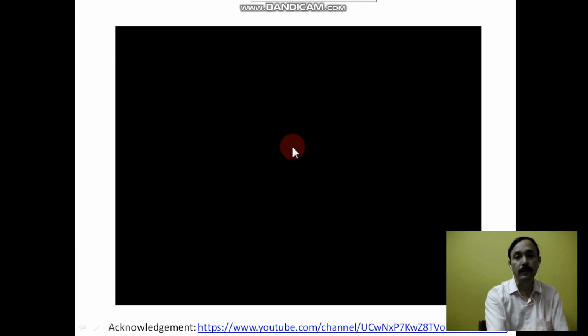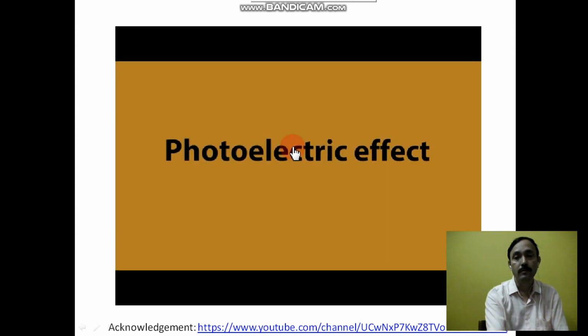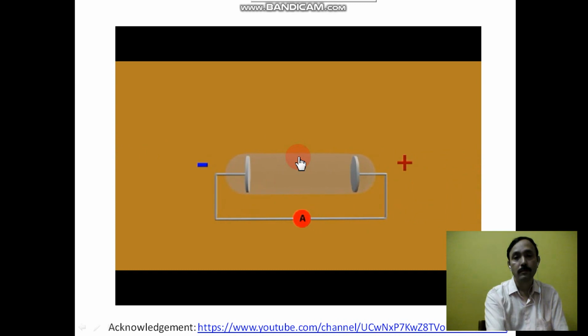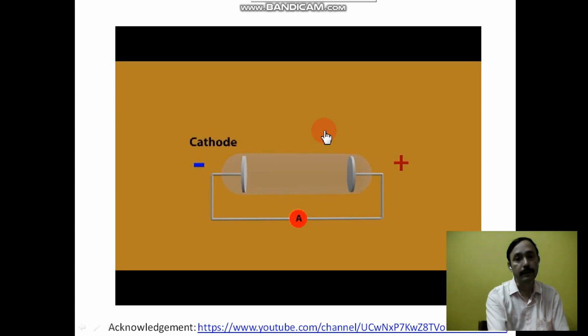Let us discuss this one first. Look, this is the evacuated glass tube. This electrode is connected to the negative terminal and this electrode is connected to the positive terminal. This is the cathode, negative terminal, this is the anode. This is the ammeter.